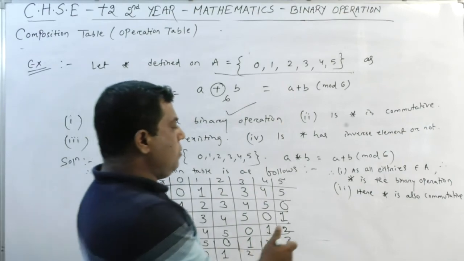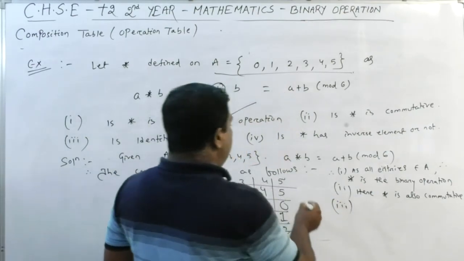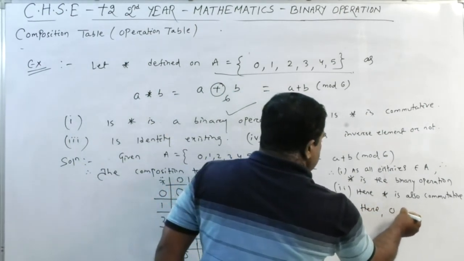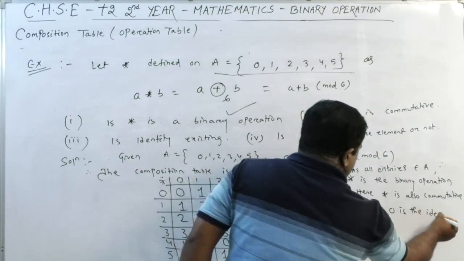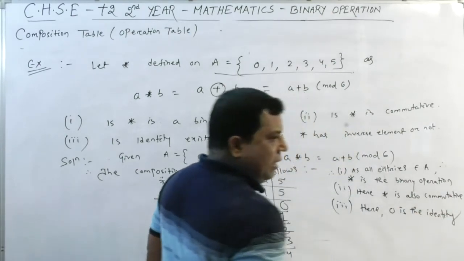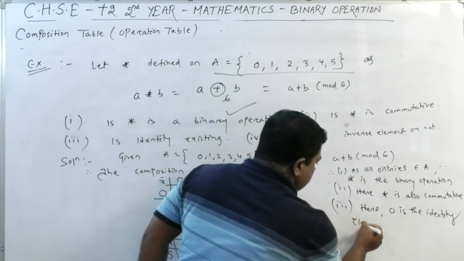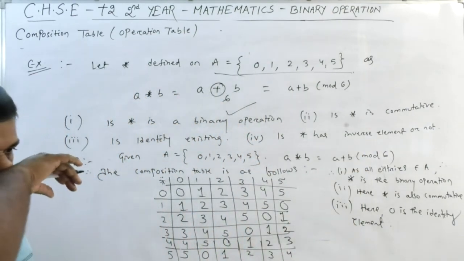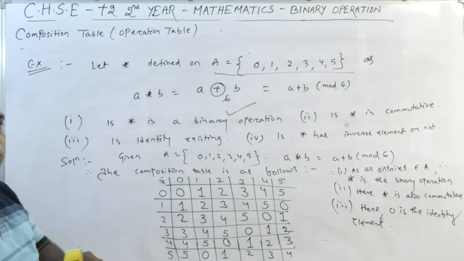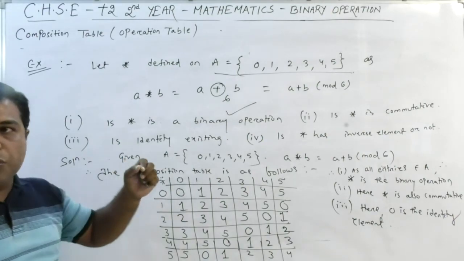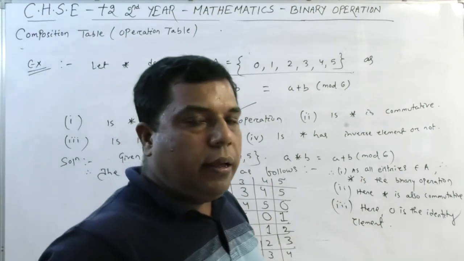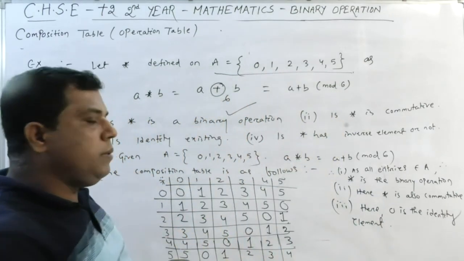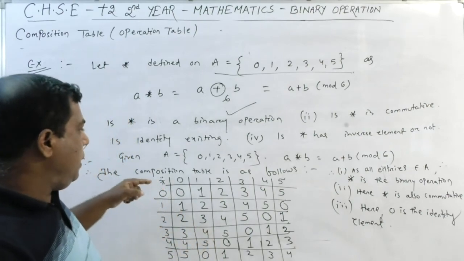So from here the next conclusion is, what is the identity element? Here you can say 0 is the identity element. Here 0 is the identity element. Next, we have to find the inverse. As we know, whether the inverse of every element can be found or not, that we have to check out. You see, inverse means what? We have to verify it.